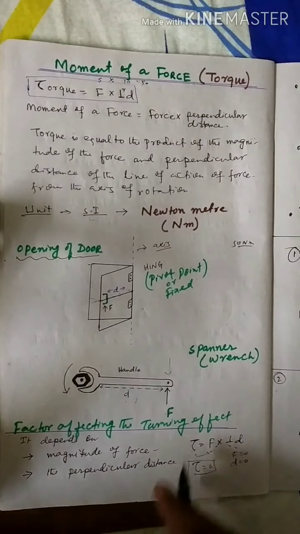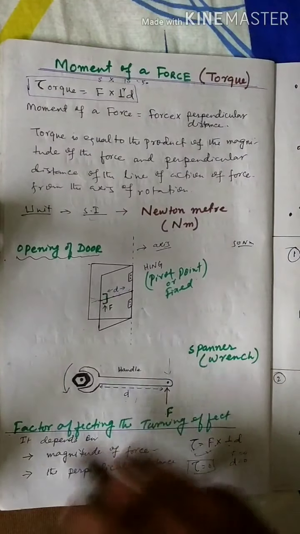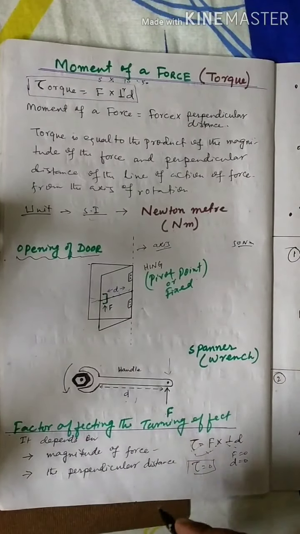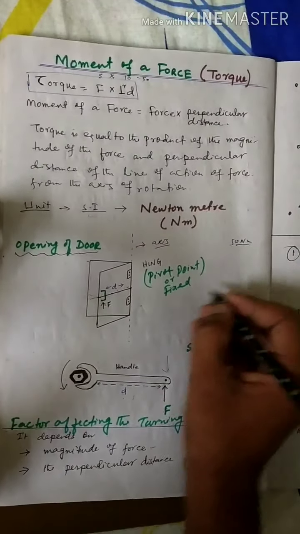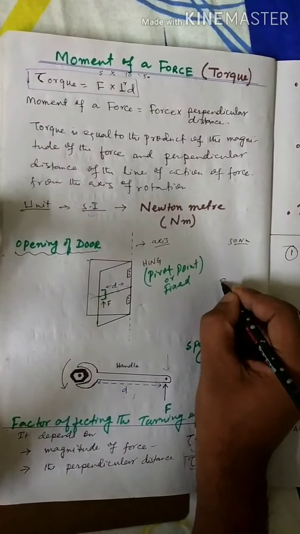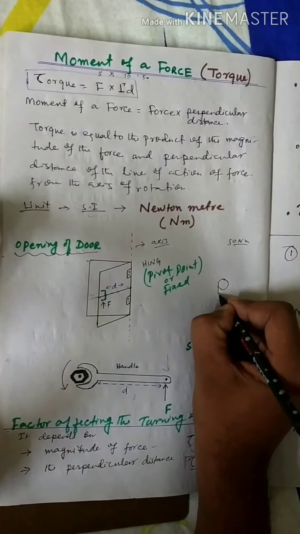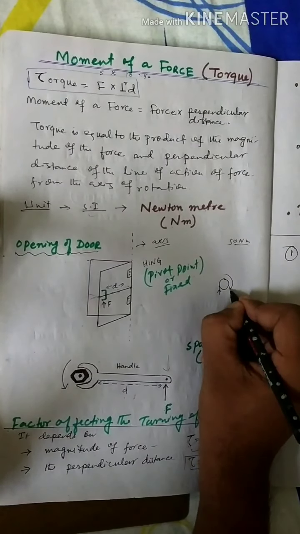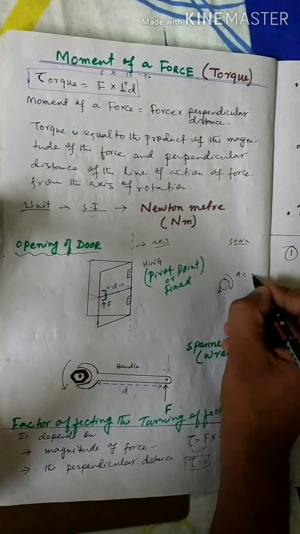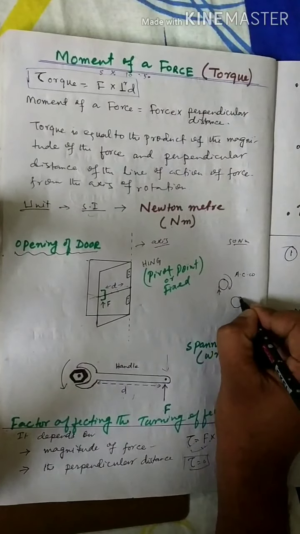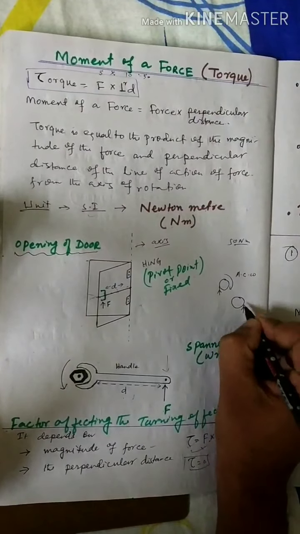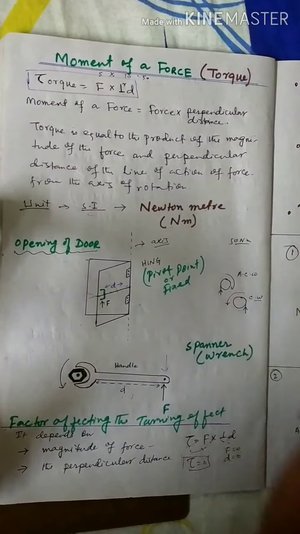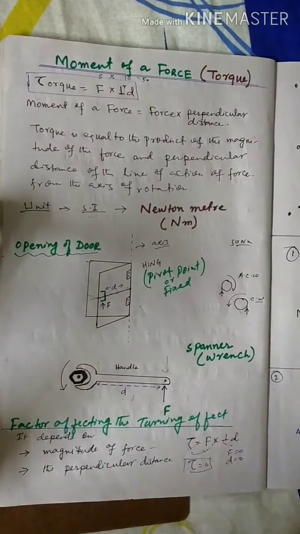Now, I said earlier that the body will rotate in only two directions, either clockwise or anti-clockwise. For example, this is a ball. If you apply force here, then the body will move in that direction. That is anti-clockwise motion. If you apply force here to rotate this one, the body will move in that direction. This is called clockwise direction. So these are the two ways to rotate.